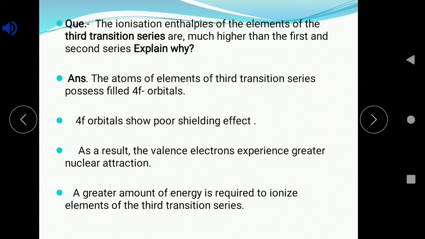So this is the answer to the question of why the ionization enthalpies of the third transition series are much higher than those of the first and second series: because of the presence of 4f electrons, which have almost no shielding effect, and hence more attractive force of the nucleus on the valence shell electrons, so much higher energy is required to remove the electron. Understood? So this is all about ionization enthalpy.